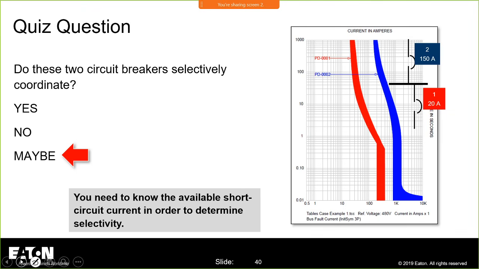And the primary reason is because I didn't give you the fault current that both of those devices would see. You need to have the fault current plotted on the TCC curve.